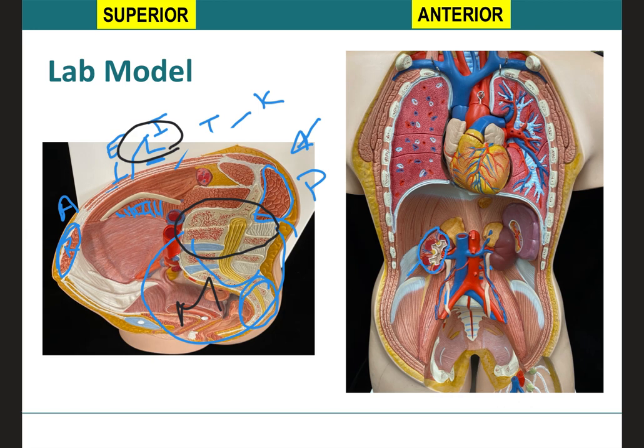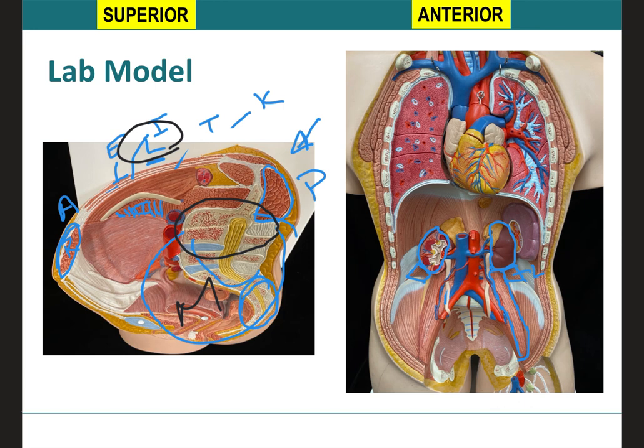And notice how the quadratus lumborum is going to be lateral to the kidney and posterior to the kidney. I don't know if you guys can realize, but the kidney sticks out a little bit more anterior and the quadratus lumborum is posterior to it, but it's more lateral compared to the psoas major, which is medially.